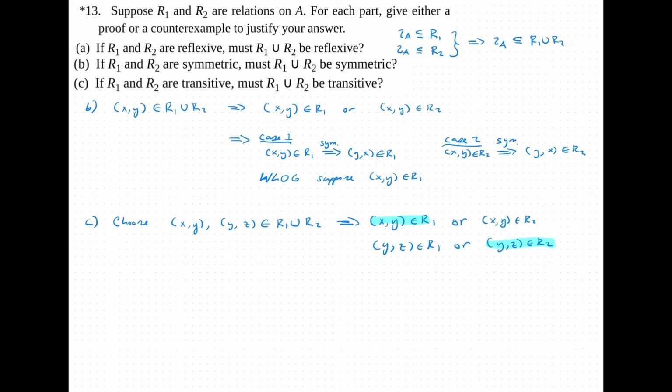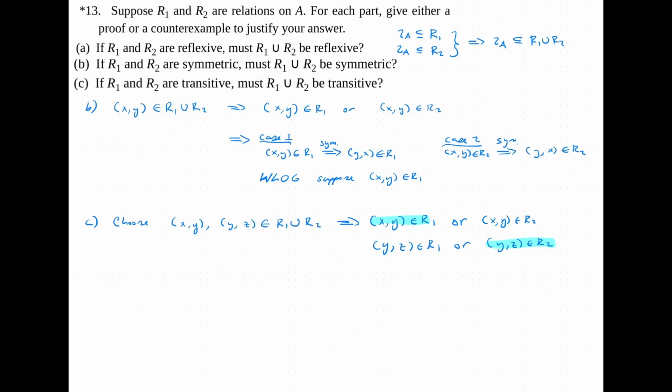In that situation, we can't use the fact that R1 is transitive. Because of course, if it was the case that x comma y and y comma z were in R1, then we are done. Because R1 is transitive, x comma z is going to be in R1. Similarly, in the case where x, y and y, z are both in R2, we will be done because R2 is transitive, we get x comma z is in R2. But now, in this situation, where x, y is in R1 and y comma z is in R2, we have no assumption to work with. So this is indicating that something is going to go wrong.